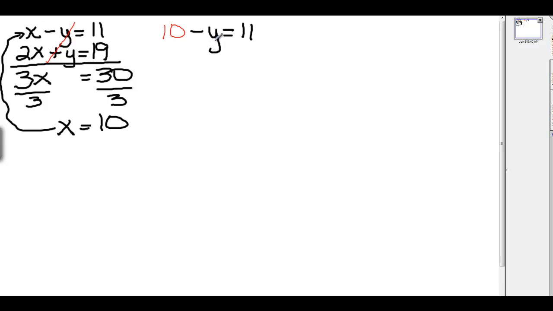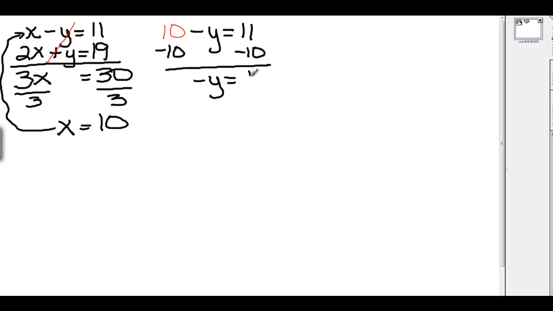But then we have to get the y by itself to find out what y is. So we just proceed with our equation solving skills. We want the y by itself, so we have to subtract 10 from both sides. That gives me a negative y.